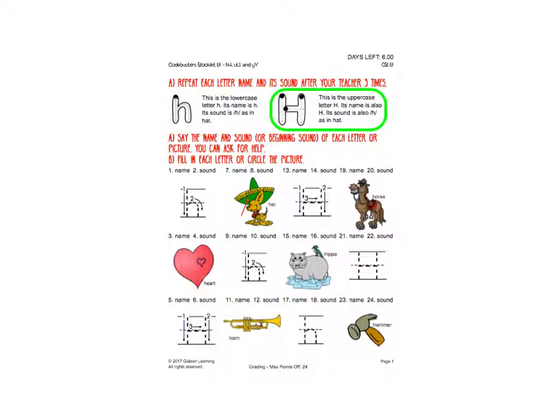This is the uppercase letter H. Its name is also H. Its sound is also H, as in hat. H, H, H. And now we can write our uppercase letter H. Now we'll go on to the next activity.